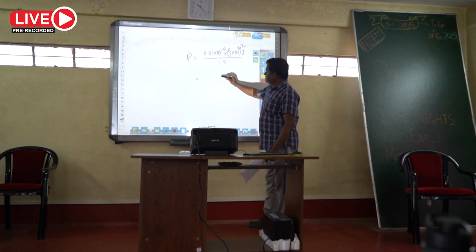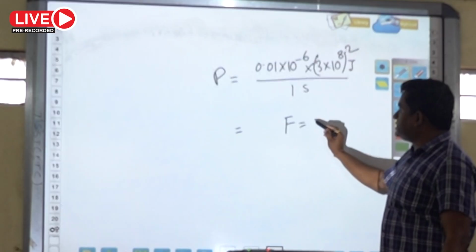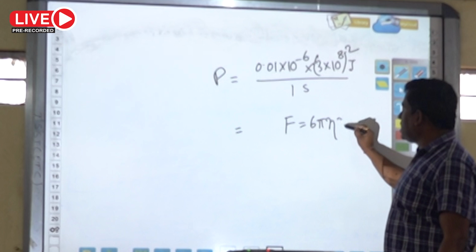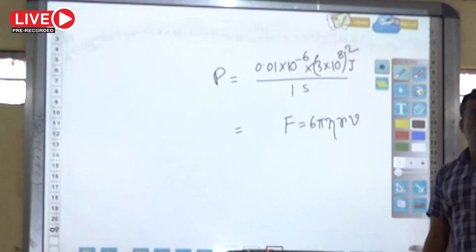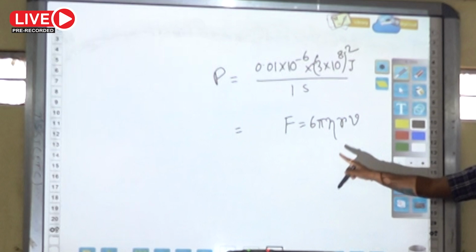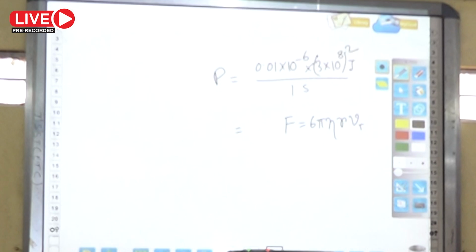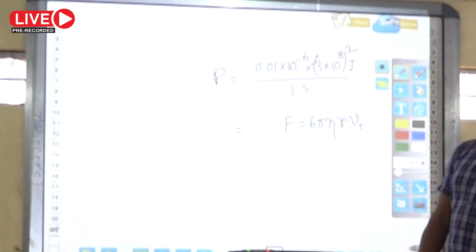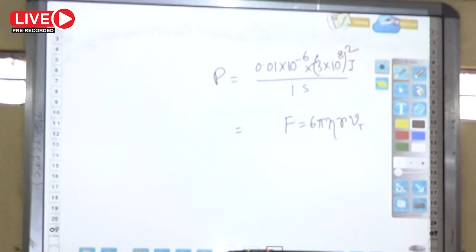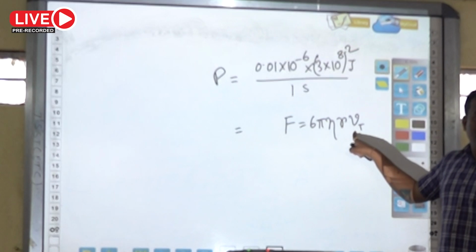See, F equal to 6 pi eta r Vt. That is from Stokes law, where this Vt is the terminal velocity, not the volume. I write t as a suffix. We know that terminal velocity is directly proportional to r square. Vt equal to 2 r square by 9 eta into g into (rho minus sigma). So from that we know that Vt is directly proportional to r square.